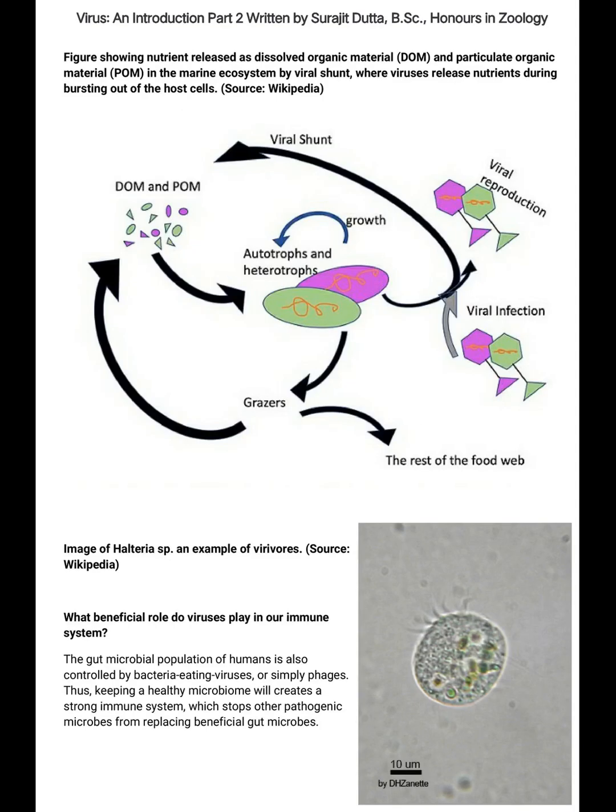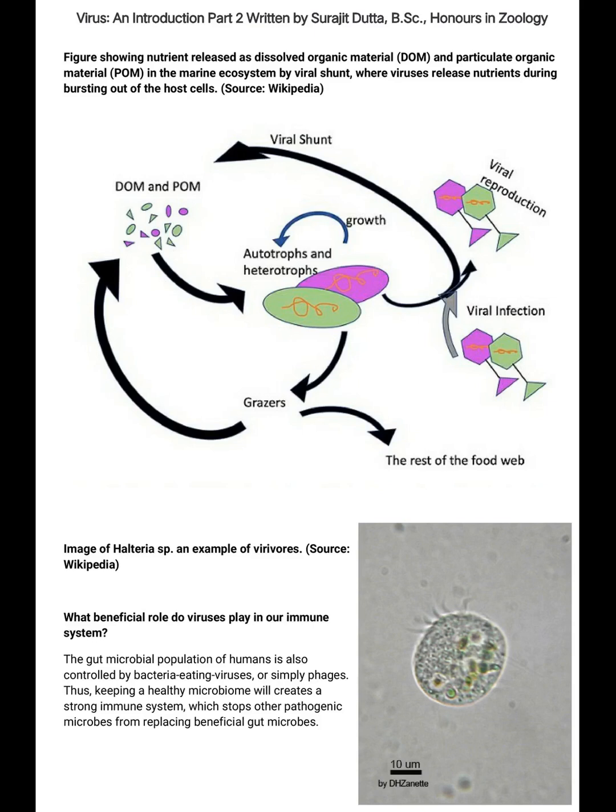This figure shows how nutrients are released as dissolved organic material and particulate organic material in the marine ecosystem by viral shunt, where viruses release nutrients during bursting out of the host cells. This image shows Halteria species, which is an example of virivores.